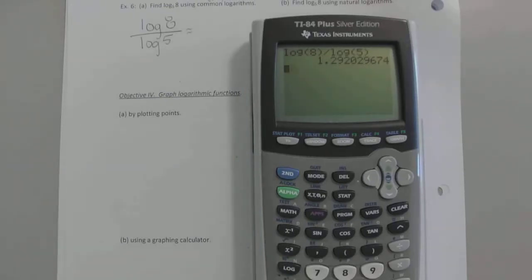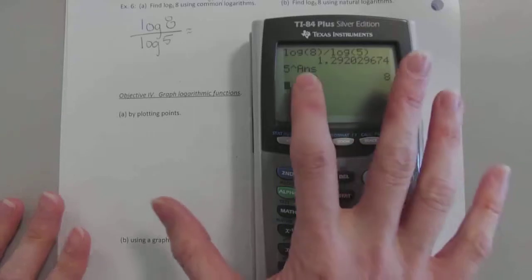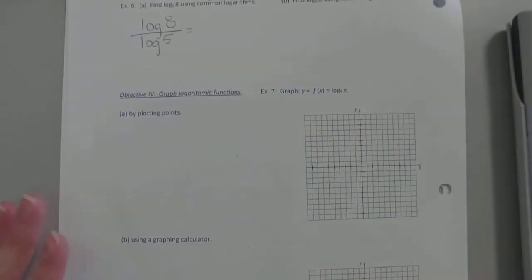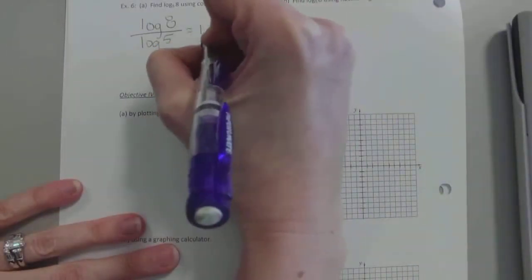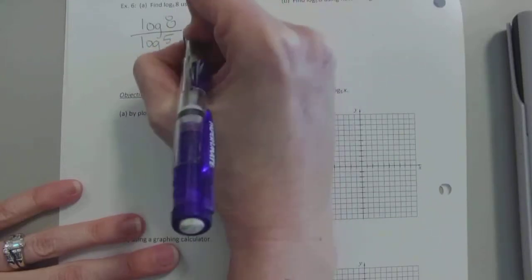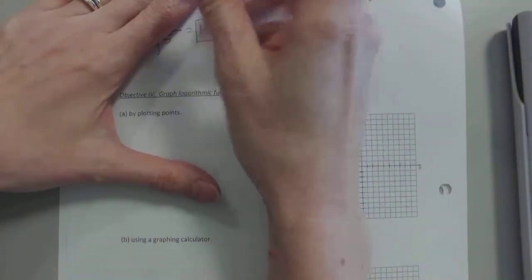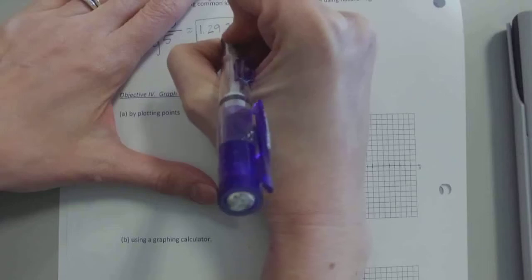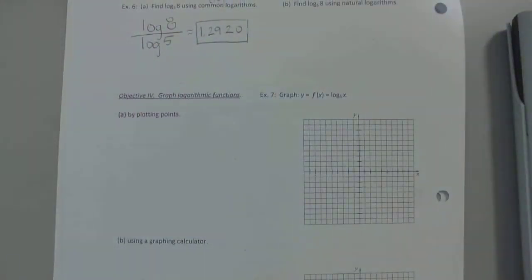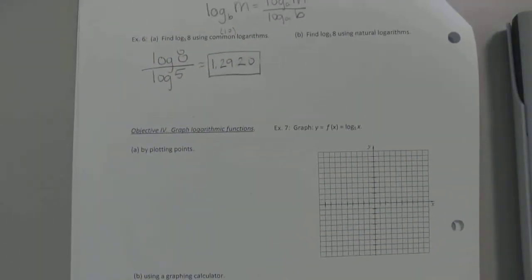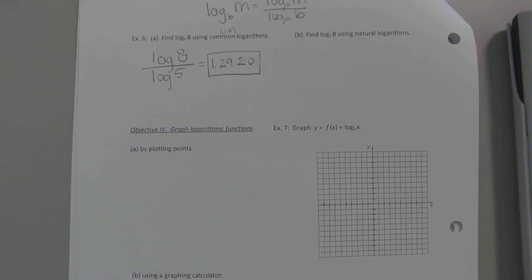Watch this real quick. If I do 5 to that power, I should get 8, right? That's the whole idea. This is the exponent that I need to raise 5 to get 8. Isn't that crazy? You can go backwards. But let's write this down to 4 decimals. So this is 1.2920, not 02. My MyMathLab will tell you what to round to. Usually it's 3 or 4 decimals there.